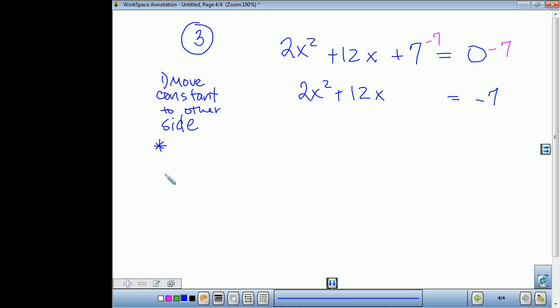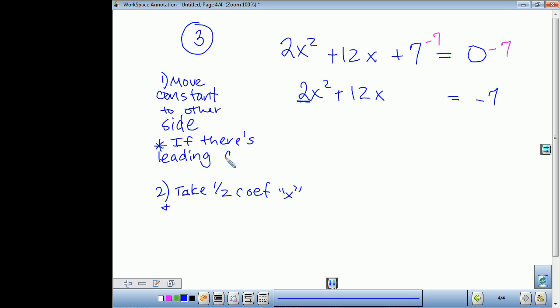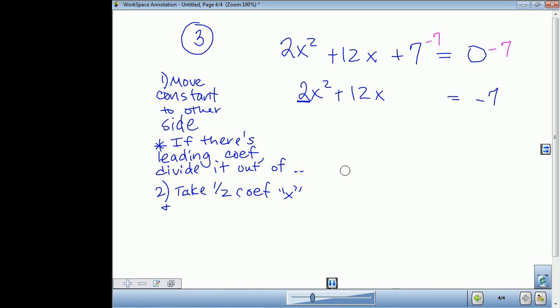So here's the extra step that goes before our step 2, which was take half the coefficient of the x and square it. So here's our new little step. This is the only new step, and you only do that when there's a leading coefficient. If there is a leading coefficient, divide it out of both sides. I'm going to need that space for work.